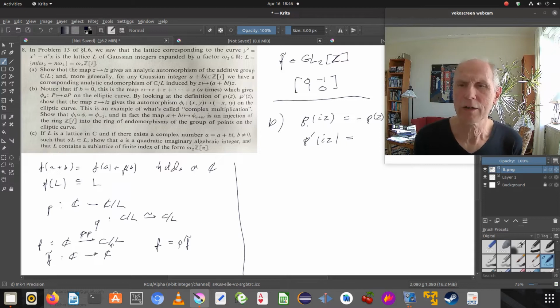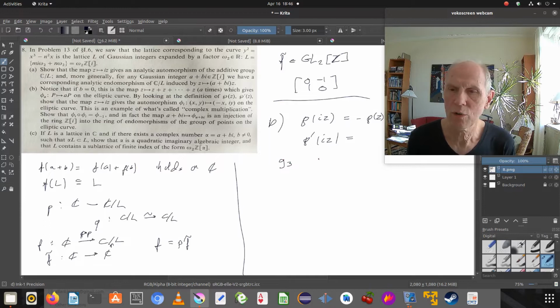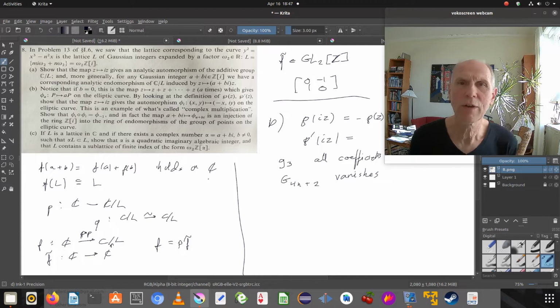But I'll do this a little more thoroughly, because what I want to show is that in this case where G3 vanishes, then all coefficients G4n plus 2 vanish. We haven't done this before, though it has been between the lines. I've never thought about it.